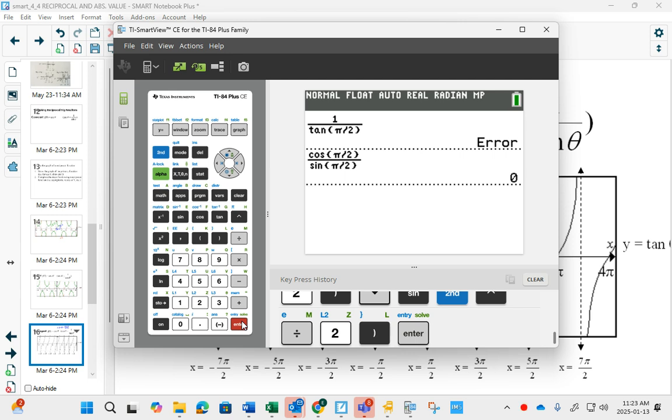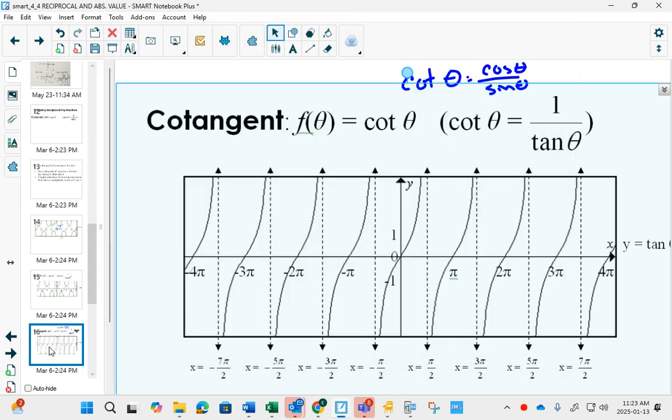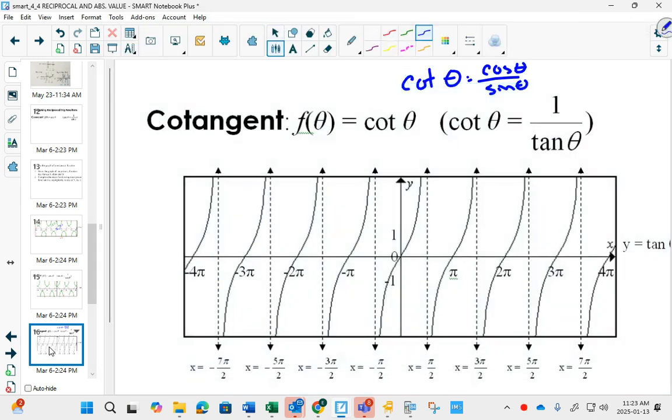And they decided to use the cos of pi over 2 divided by sine of pi over 2, or in the official definition of cotangent, that's what would happen. So we're going to have to use that in our question. First of all, wherever you have x-intercepts of tangent, you will have asymptotes for cotangent.